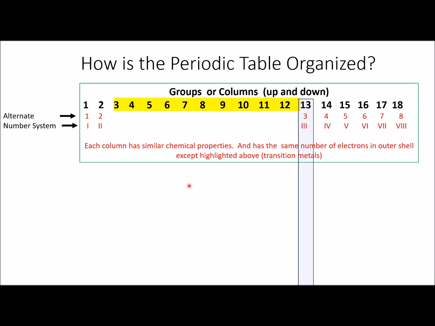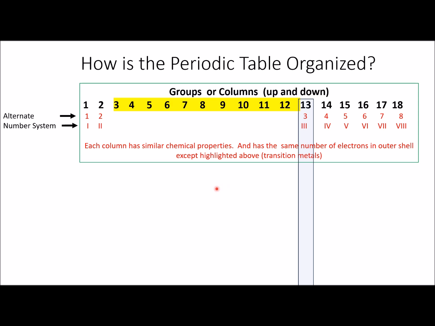Each column has similar chemical properties. So atoms along the vertical column have very similar chemical properties, and they have the same number of electrons in the outer shell of the atom, except for these highlighted transition elements that I've got here, 3 to 12. They don't typically follow the rule, and it's more difficult to determine how many electrons they have in the outer shell.